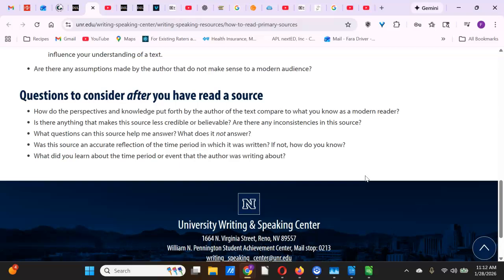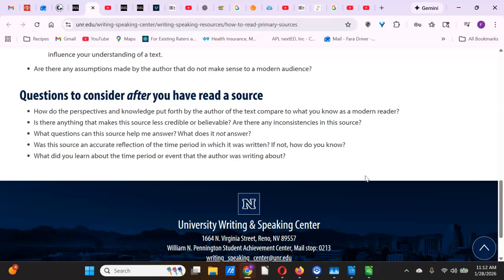Was this source an accurate reflection of the time period in which it was written? If not, how was it not, and how do you know it's not? And this is where we often find, again, those inconsistencies, the things that don't seem right. What did you learn about the time period or event that the author was writing about? As in, what knowledge of this, in the broader sense, did this writing give you?